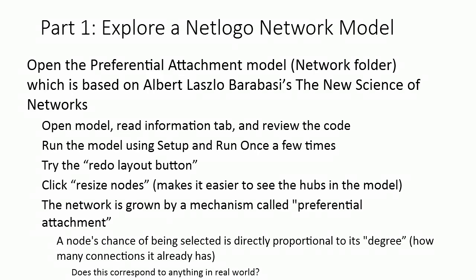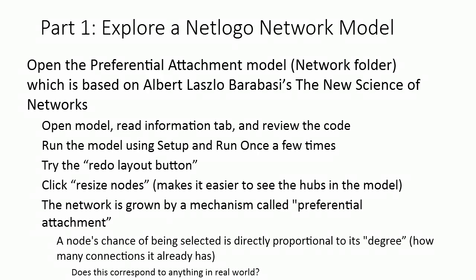First, I'd like you just to go ahead and open up the preferential attachment model, which is based on the work of a very big name guy, Barabasi, who wrote a book called The New Science of Networks some years back. Go ahead and just open the model up. I'm not going to read this whole slide to you, just follow the instructions to look at the information tab, see if you can understand what the code's doing. And then just push the various buttons like redo layout, resize nodes. It's really clever coding, and one of the nice things about looking at this model is you can say, oh, I could use some of these tricks and borrow this code, adapt it to make things more visible on my model in some cases.